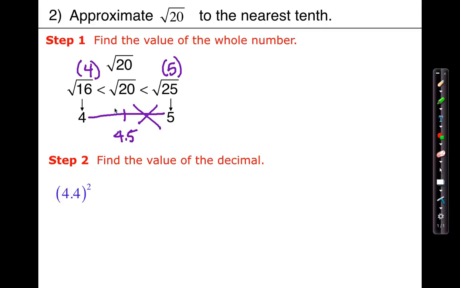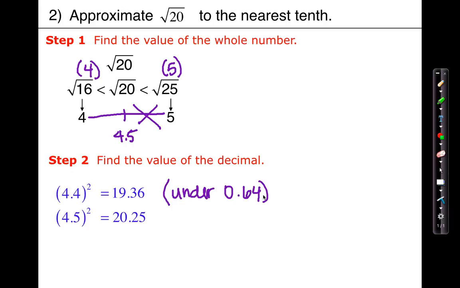So here, let's see, 4.4 squared is 19.36. This is under by about 0.64. And then since it's under, let's go one up, 4.5 squared, which is 20.25, which is over by 0.25. So here's the thing.